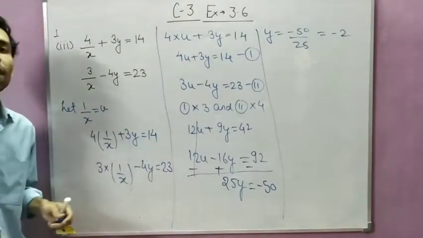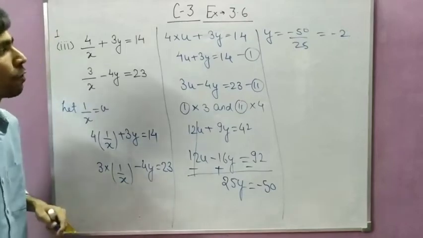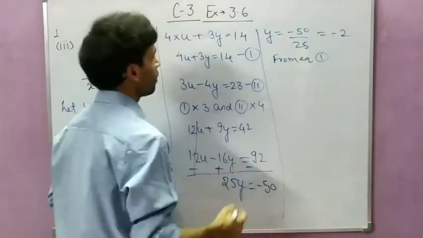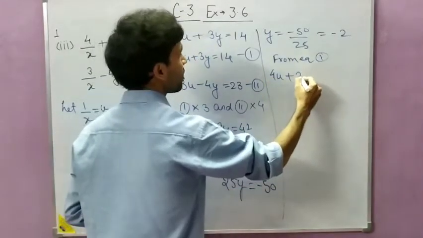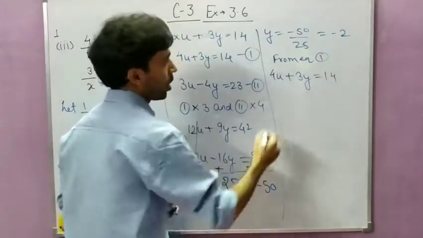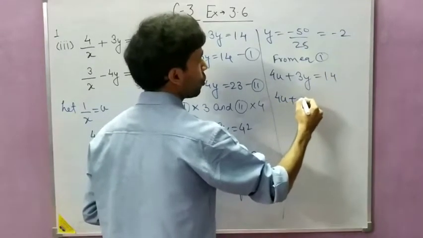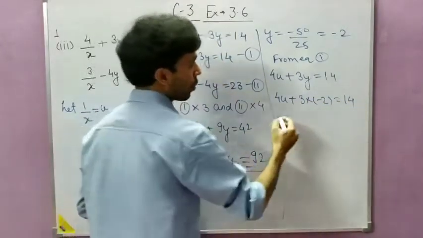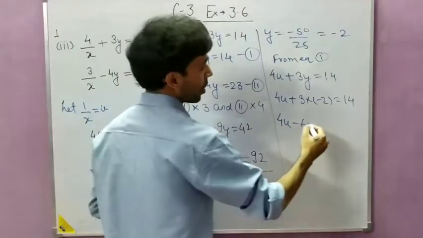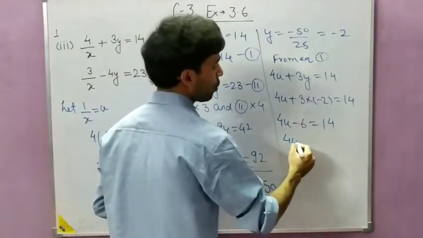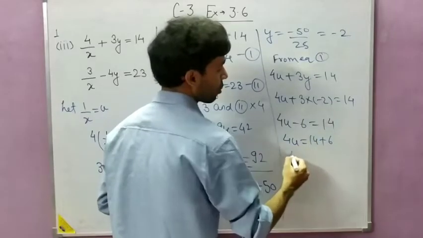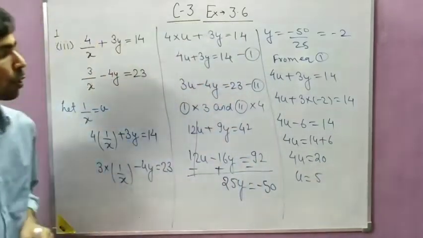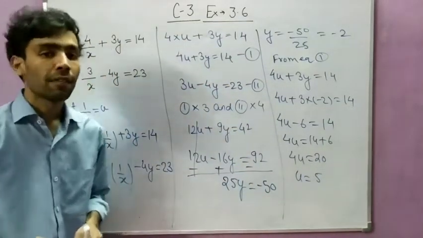By putting the value of y in any of the equations, we can get the value of u. So from equation 1, it was 4u plus 3y equal to 14. Now put the value of y here. So 4u plus 3 into minus 2 equal to 14. Now 4u minus 6 equal to 14. So 4u equal to 14 plus 6, so 4u equal to 20. So u will be equal to 5. Okay, so the value of u comes to 5.